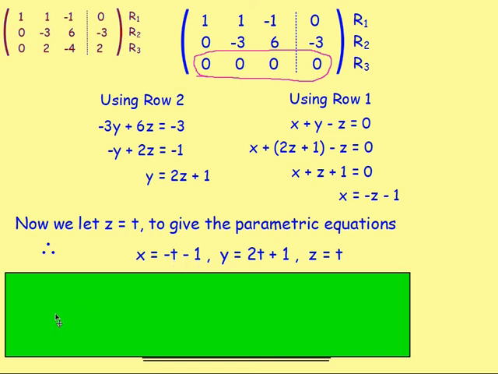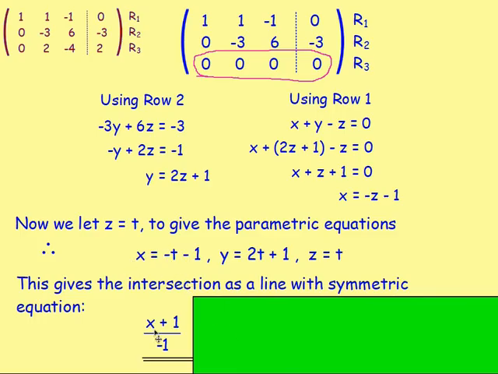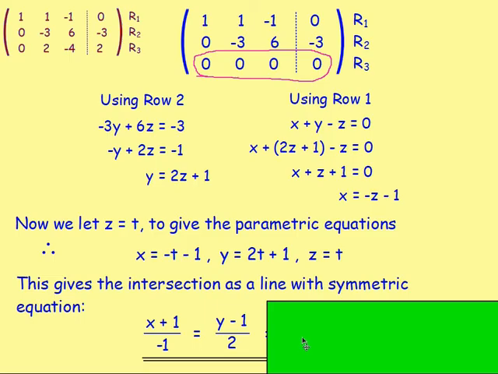So to get t on its own, we'd have to add 1 to both sides. So we'd have x add 1, and then you would divide by negative 1. So you'd have x add 1 over negative 1. To get t on its own here, you'd subtract 1 from both sides, so y take away 1, and then divide by 2. So y take away 1 over 2.